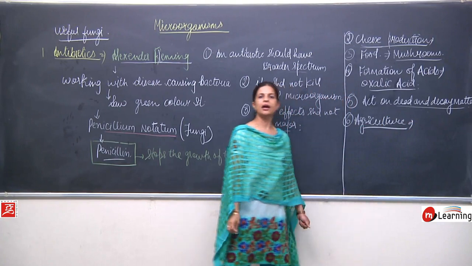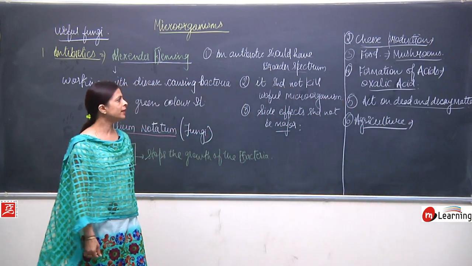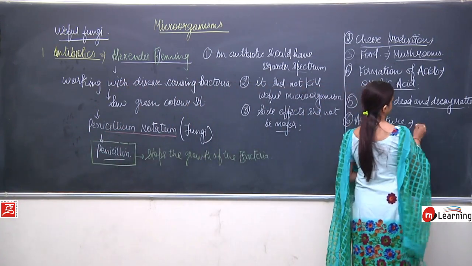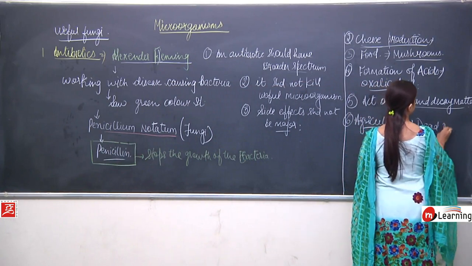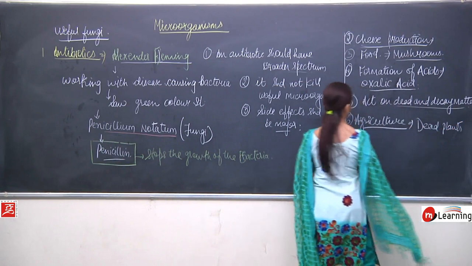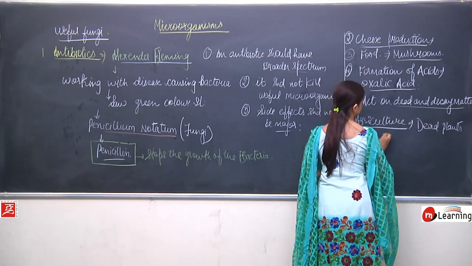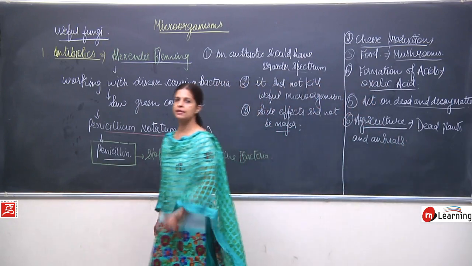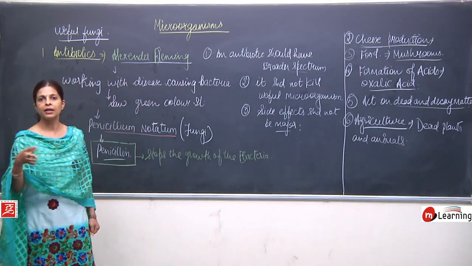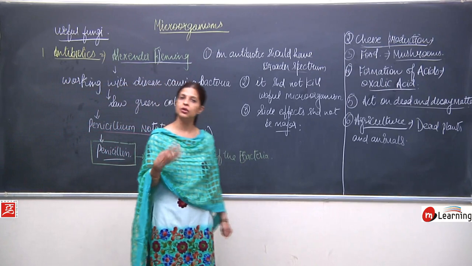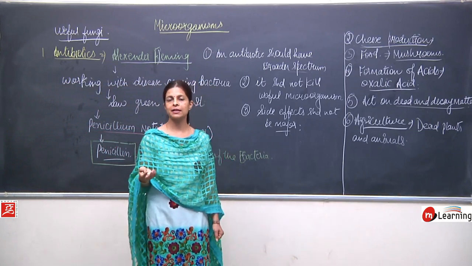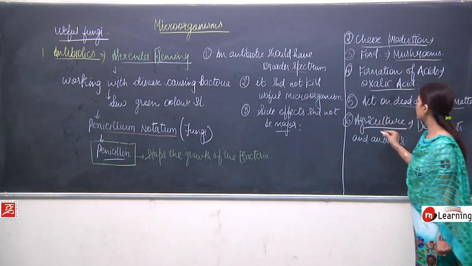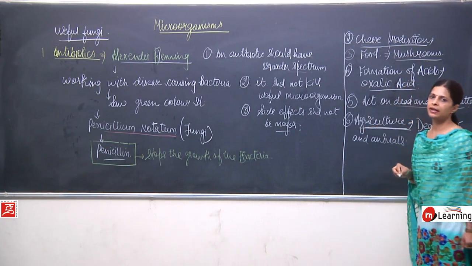When the fungi are acting on dead and decay matter, obviously we can say that they are acting on dead plants and animals. When they are acting on dead plants and animals, obviously that particular plant or animal will be converted slowly into humus or soil, or we can say that the fertility of the soil will be increased. That is the reason fungi play a very important role in agriculture.